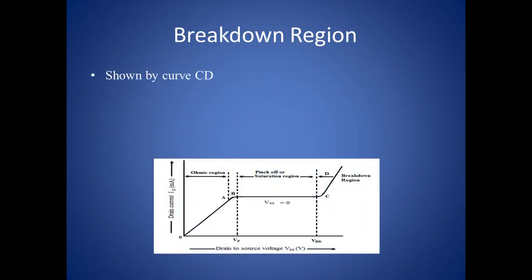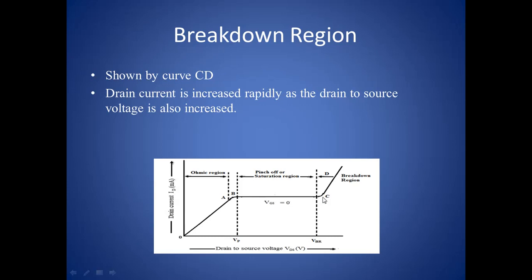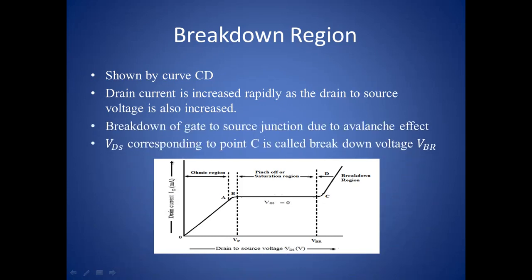Then the breakdown region. The breakdown region is shown by the curve CD. The drain current increases rapidly as the drain to source voltage is also increased. This is due to the breakdown of the gate source junction by the avalanche effect. In this region the gate source junction breaks down, so the drain current increases. The VDS corresponding to the point C is called the breakdown voltage, which is represented as VBR.